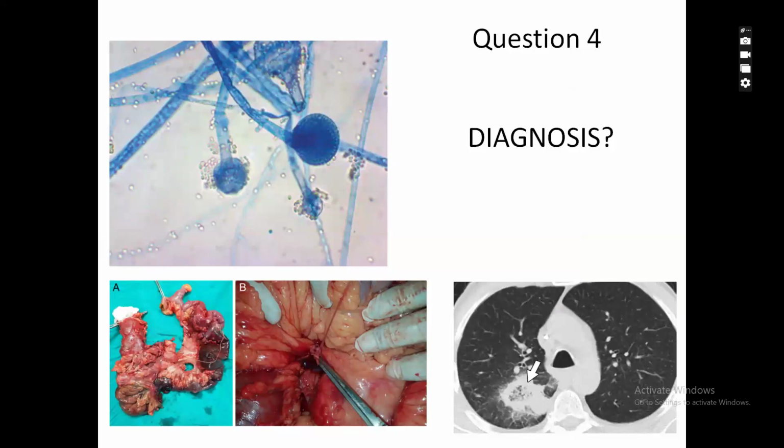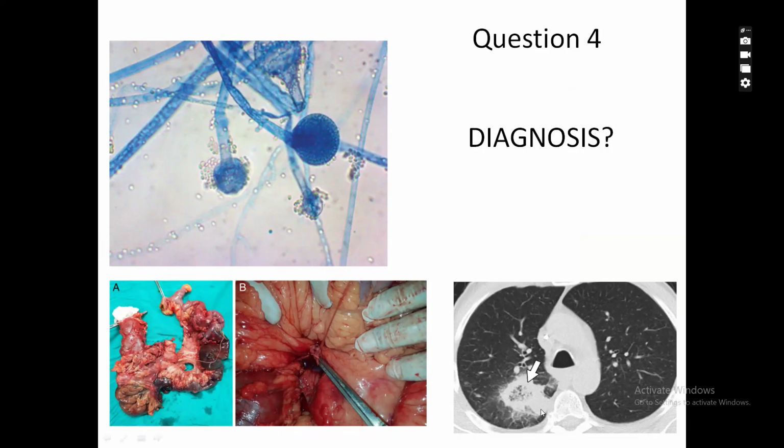So this is the fourth question. This is a fungus with an aseptate hyphae. So as we have seen, aseptate hyphae, blackish discoloration of the intestine causing invasive mucormycosis. There is a reverse halo sign in the CT scan.